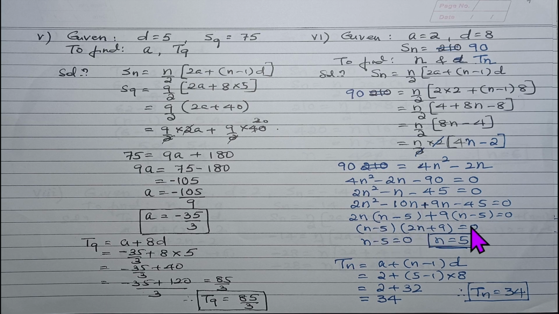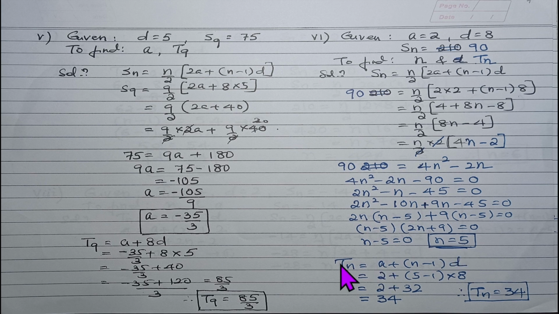n minus 5 and 2n plus 9 equal to 0. n minus 5 equal to 0, and therefore n is equal to 5. I didn't take 2n plus 9 equal to 0 because it gives me n as minus 9 by 2, which is of no use to us. It becomes meaningless because n is a natural number. So n minus 5 equal to 0, n is equal to 5.